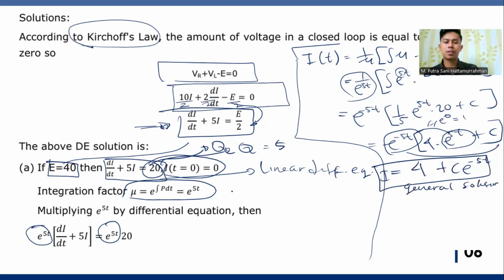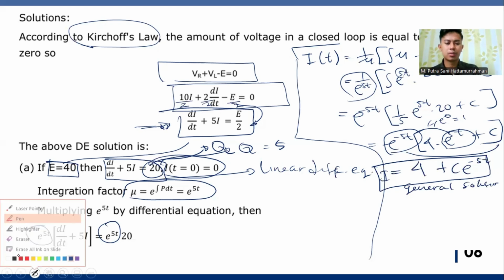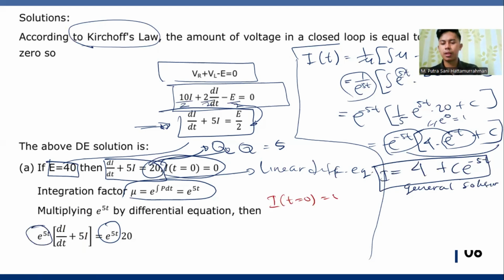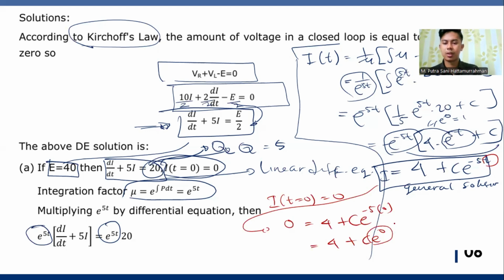But we have the initial condition: i(0) equal to 0. I can write again i(0) equal to 0, and then change t to be 0. So we have 0 equal to 4 plus c e to the power minus 5 product 0. So we have 4 plus c e to the power 0. We know that e to the power 0 is equal to 1. And then the last is c equal to minus 4.